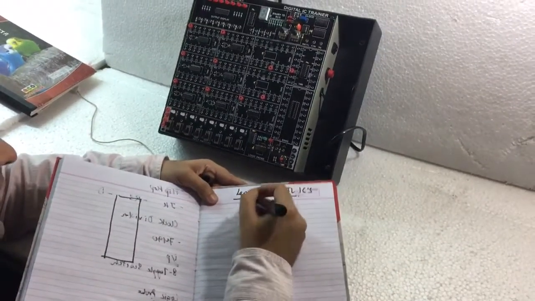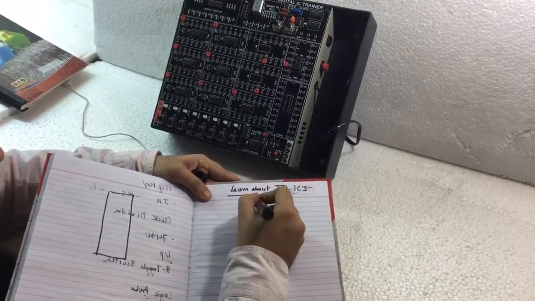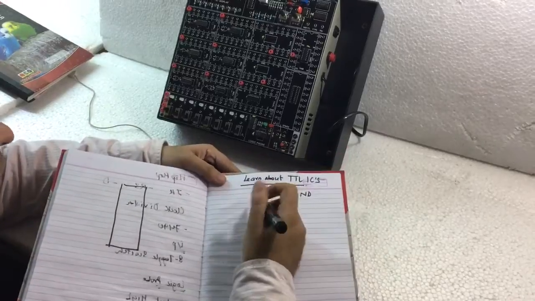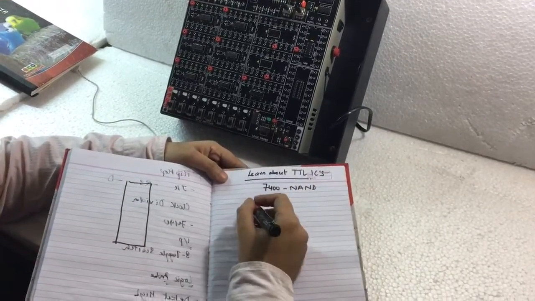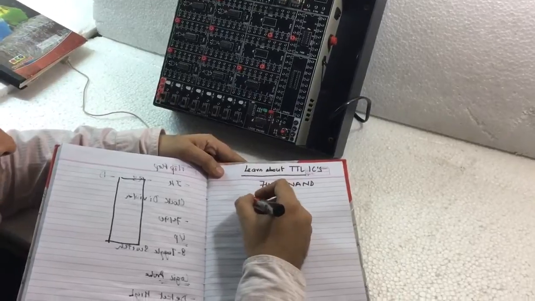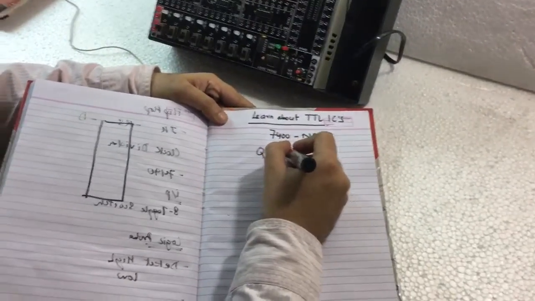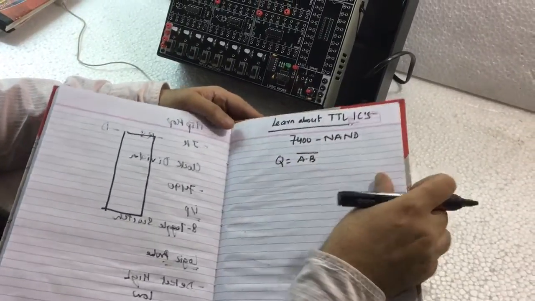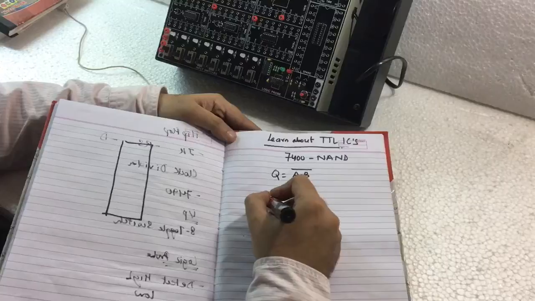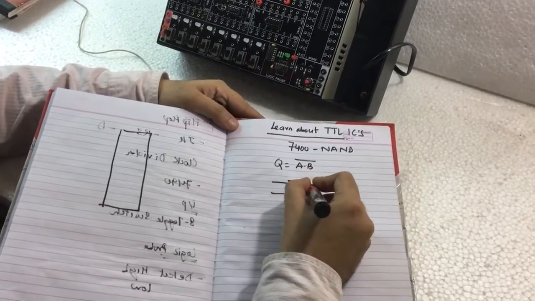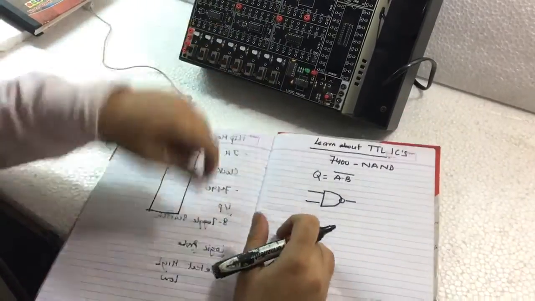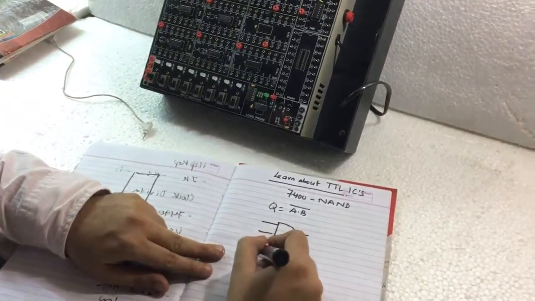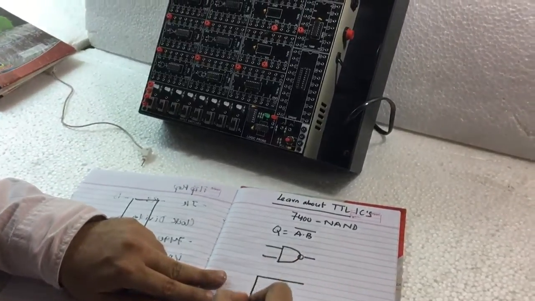So let us start with a NAND gate. As you all know, a NAND gate is a universal gate. That means it can be converted into any of the above gates. So the truth table for a NAND gate is Q is equal to the complement of A dot B. The symbol for a NAND gate is shown here, but how do we connect a NAND gate in an IC? So we have to look into its internal diagram.